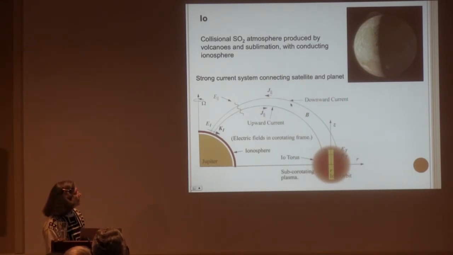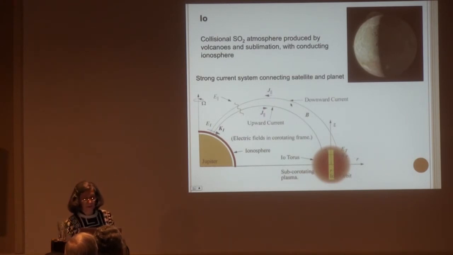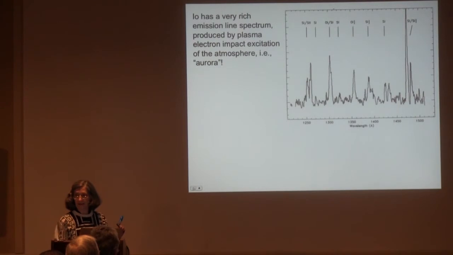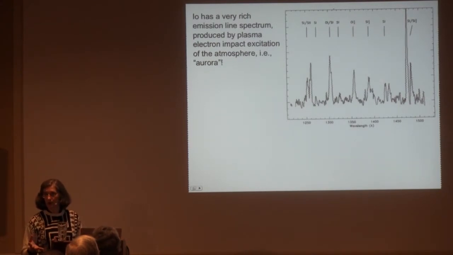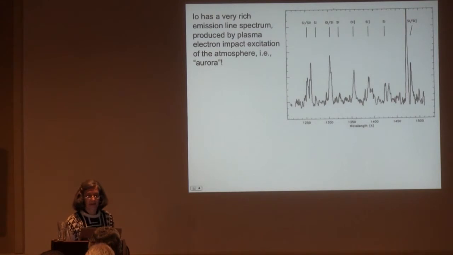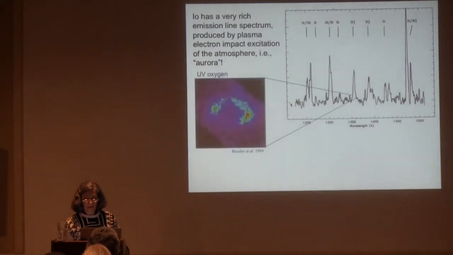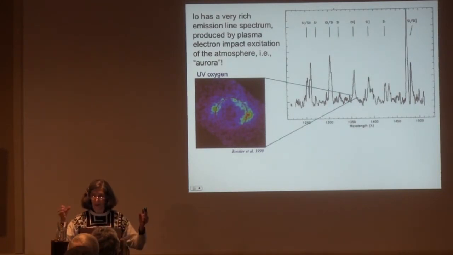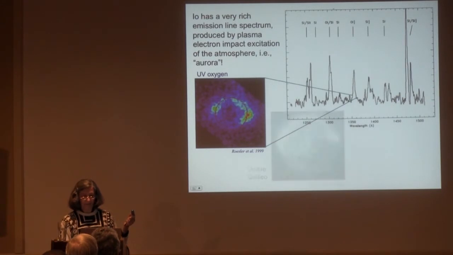Io has an atmosphere of SO2 produced by sublimation and volcanoes, and the strong current system, Fran talked about this in detail, the interaction. You saw what happens at one end of the interaction: you saw the footprint in the Jovian aurora. At the other end, Io has a very rich emission line spectrum of sulfur and oxygen emissions that are excited by plasma electron impact in that interaction, and that's what we call aurora. You can image any one of those emission lines, and this happens to be the oxygen line, and what you see for the aurora on Io is that it has bright spots that are fixed near the equator.